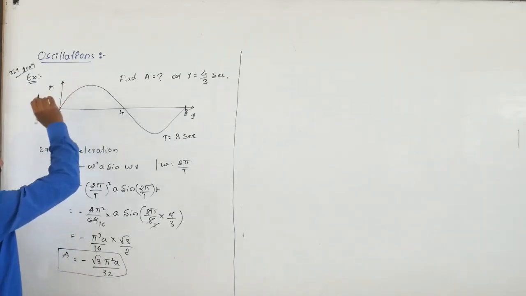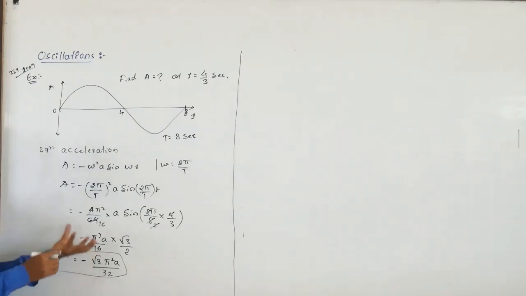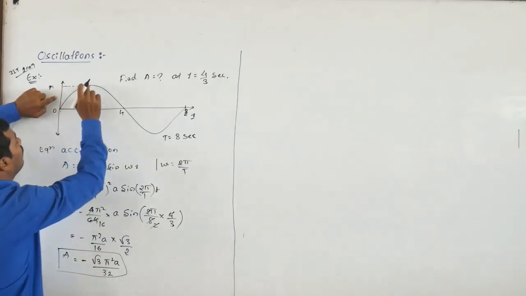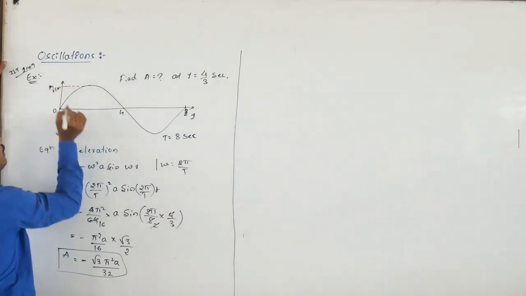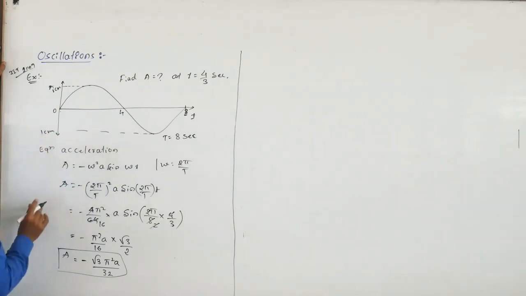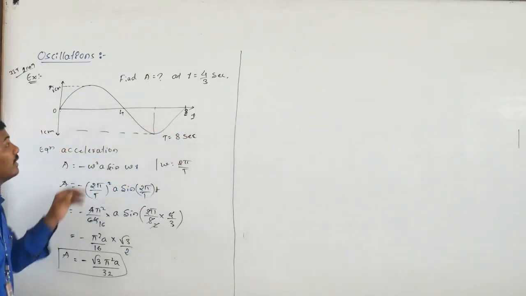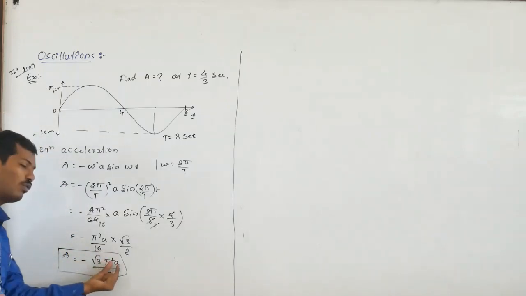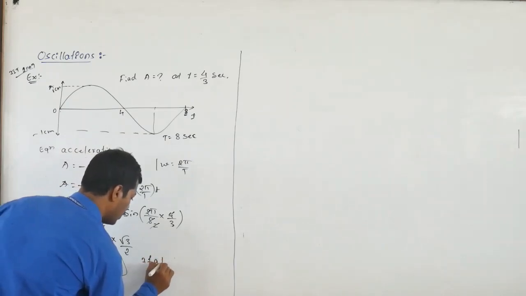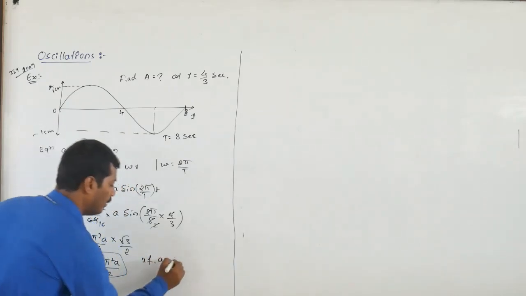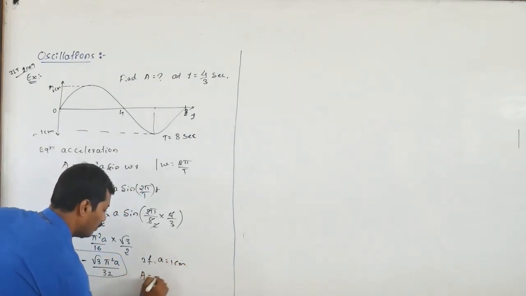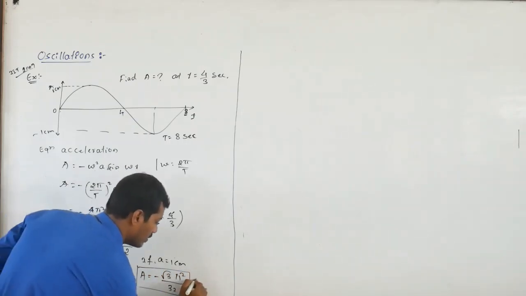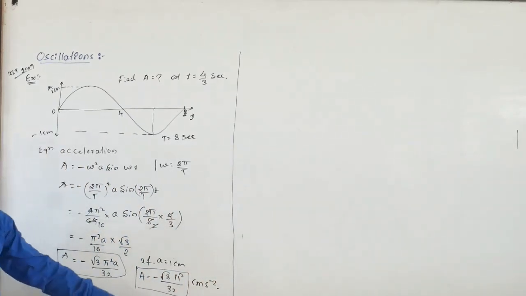Now, its answer is like this. If the maximum displacement is given, I write the general form. If the maximum displacement is 1 centimeter, it means it goes from minus A to plus A. If A equals 1 centimeter, then its acceleration is minus root 3 pi square divided by 32 centimeter per second square. This is the answer for this graph.